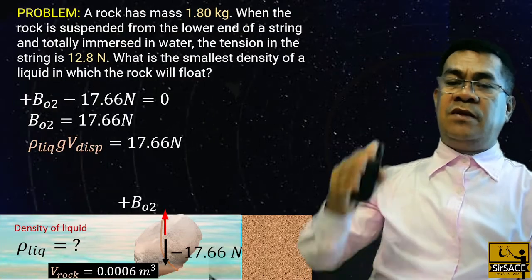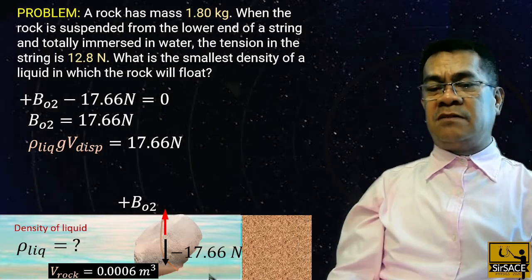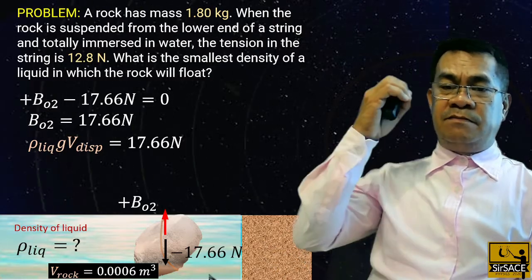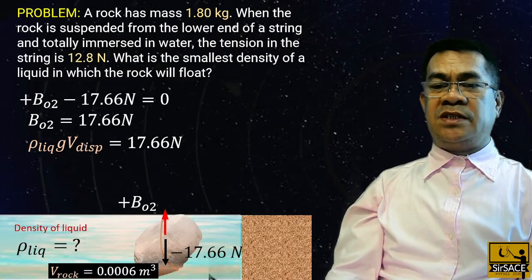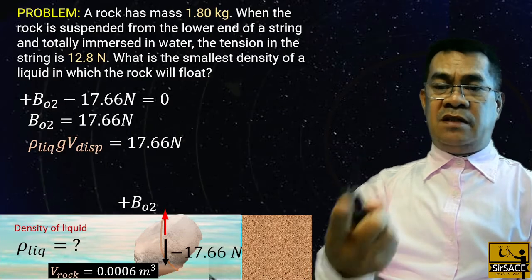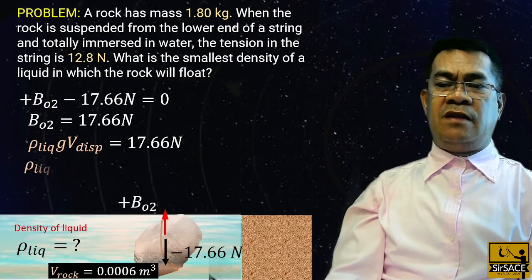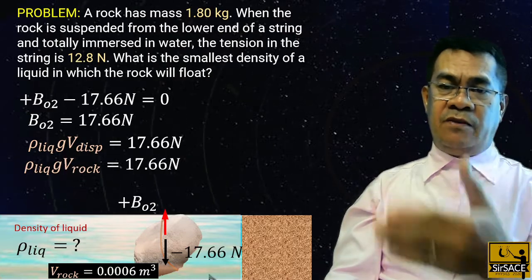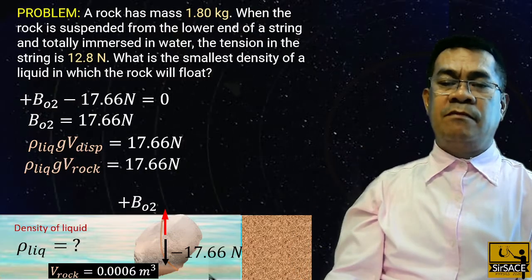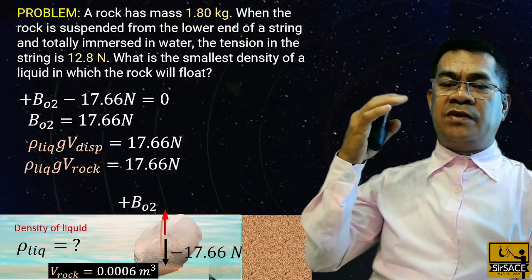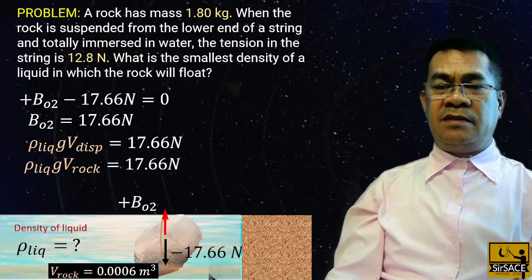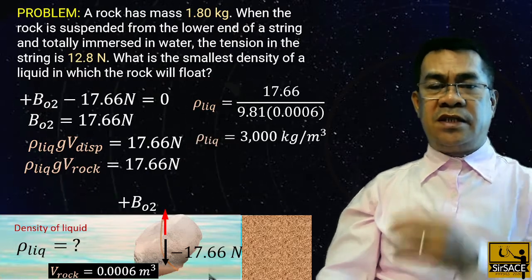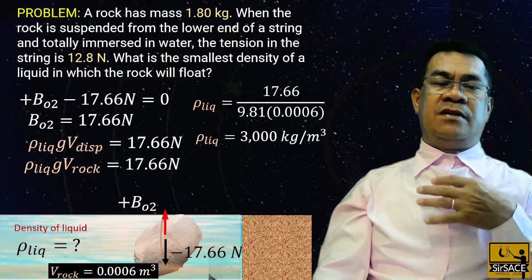So replace that value. The density of liquid, acceleration due to gravity, the volume displaced, or the volume of the rock. Remember, they are the same. Then equate to 17.66. So the only unknown is the density of the liquid. The volume displaced again is the same as the volume of the rock. So we just change it to rock because our given is the rock, but they are the same. So then compute for the density of the liquid. The answer says that it is 3,000 kilograms per cubic meter.